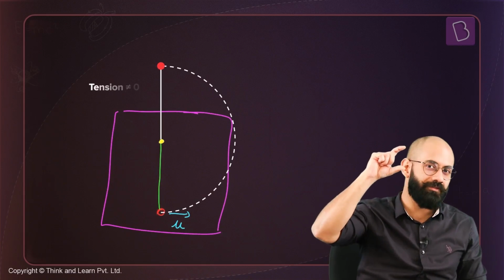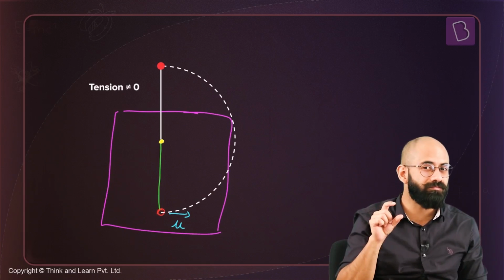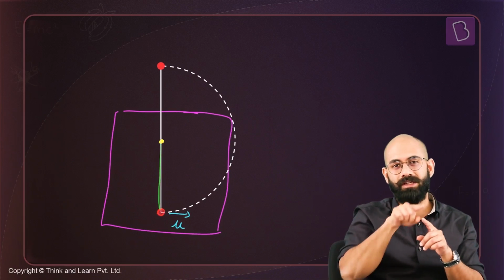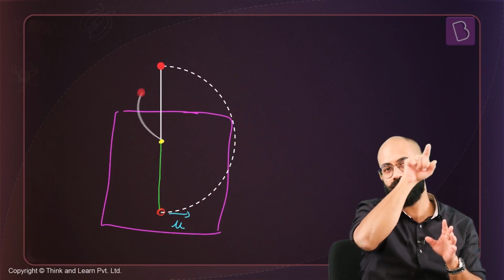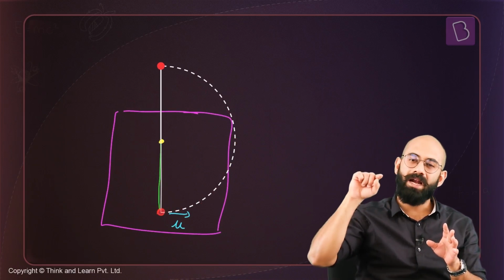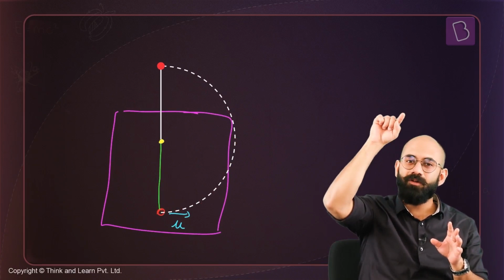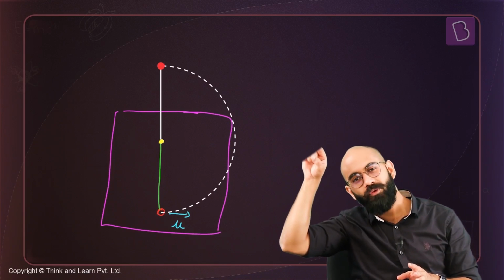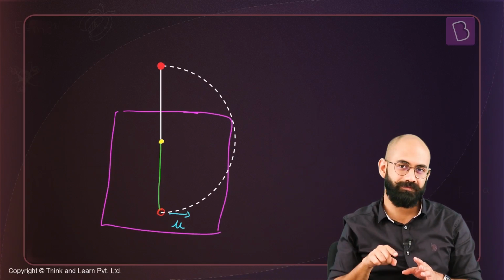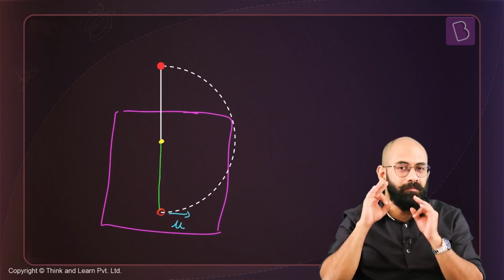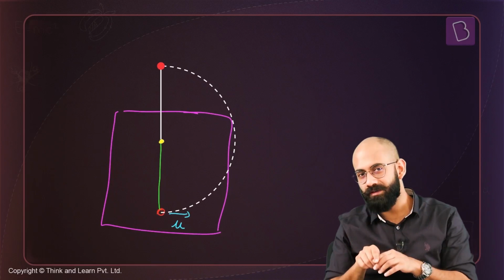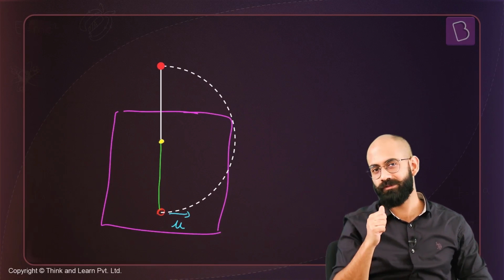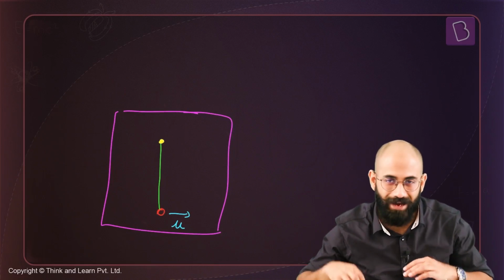The tension in the string at the topmost point should be non-zero, right? If the ball goes like this, and somewhere the tension becomes zero or less than zero, it'll just fall like that. Only if the tension is still non-zero when it reaches the topmost point will it continue to move like this, and therefore complete a circle. So the minimum condition for this ball to complete a circle is that the tension is non-zero when it reaches the topmost point. So let's analyze that topmost point.